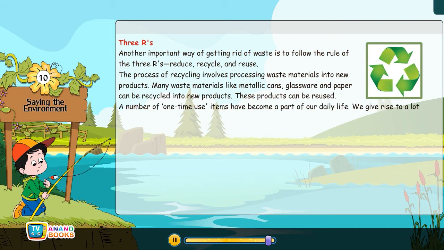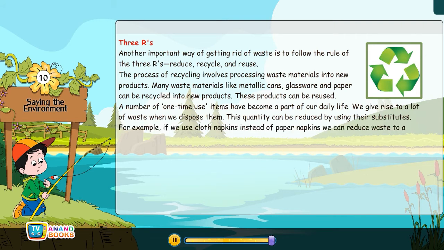A number of one-time use items have become a part of our daily life. We give rise to a lot of waste when we dispose of them. This quantity can be reduced by using their substitutes. For example, if we use cloth napkins instead of paper napkins, we can reduce waste to a great extent.